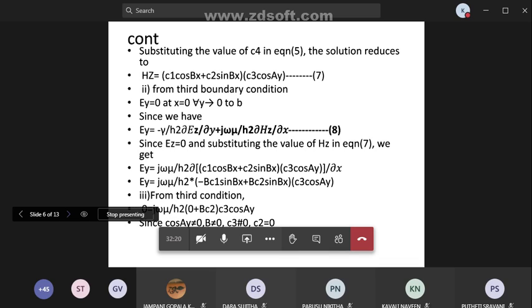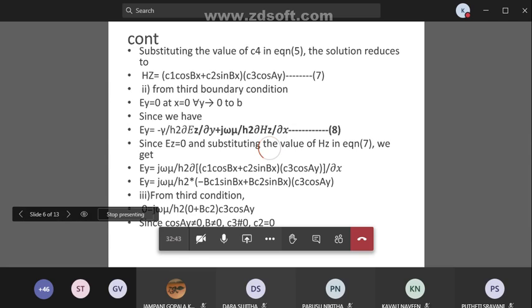So substitute C4 in equation 5. Then the solution reduces to Hz equal to C1 cos Bx plus C2 sin Bx into C3 cos Ay, okay? So that is the first boundary condition.